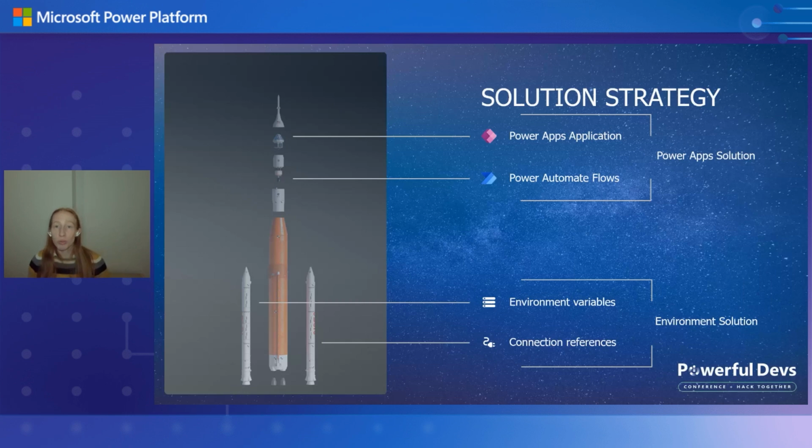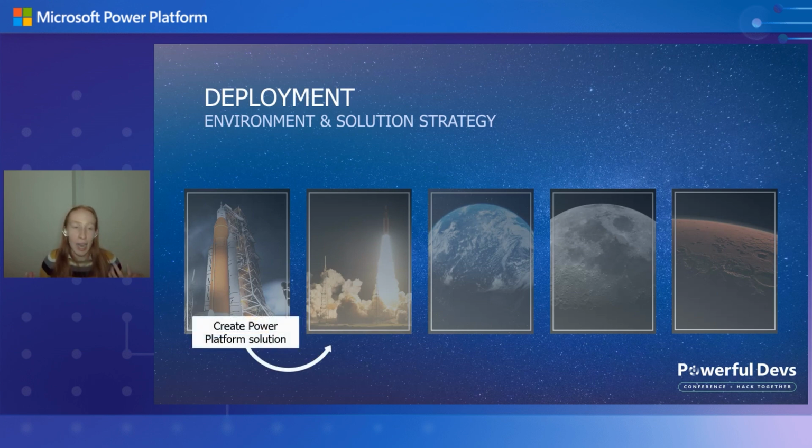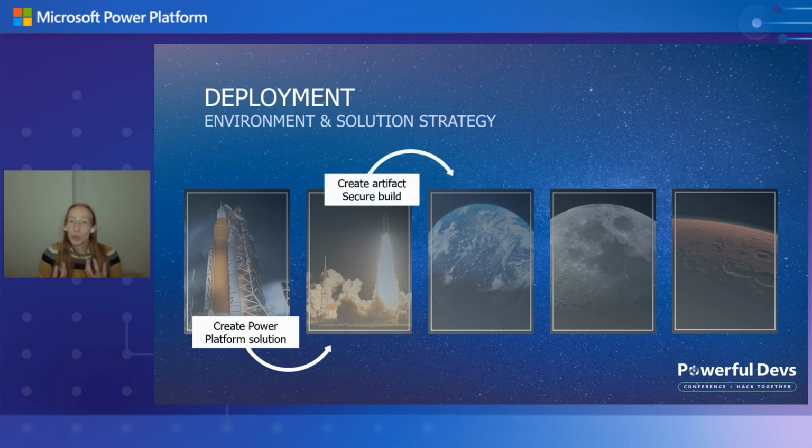If we bring it all together now, our environment strategy and our solution strategy, then we can build out our deployment flow. So in this case, we have our Power Platform solution that we have built on our development environment. It can be the Rocket that we have built. Then we're going to create an artifact. In our case, it will be exporting the solution, which contains all the components. That's what we call securing a build.